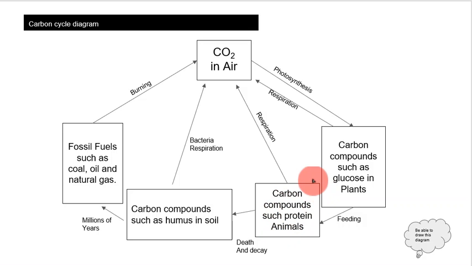Carbon compounds such as glucose in plants: through the process of photosynthesis, the CO2 is converted into glucose, and then through respiration, some of that glucose is burned up by the plant, and it releases some CO2 back into the environment as well. Again, this is a very important diagram that you need to be able to reproduce. That's what we mean by the carbon cycle.